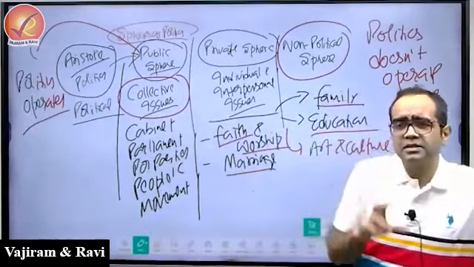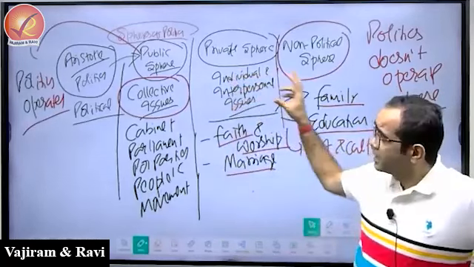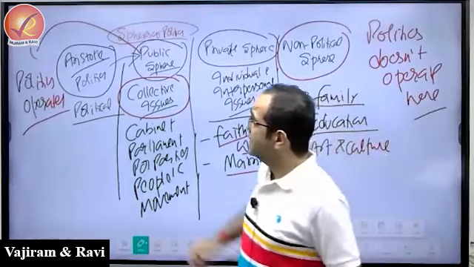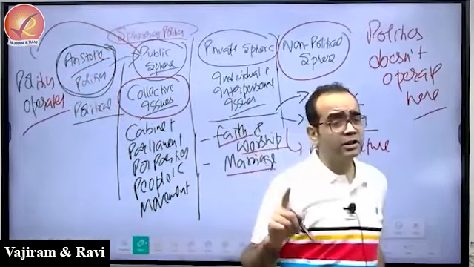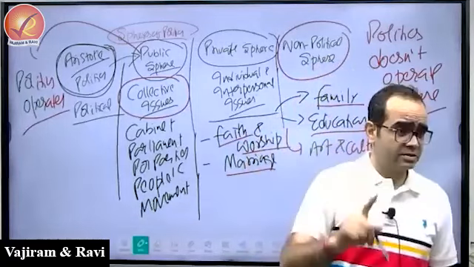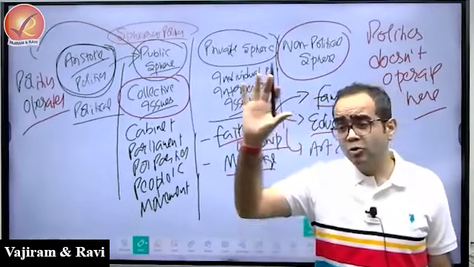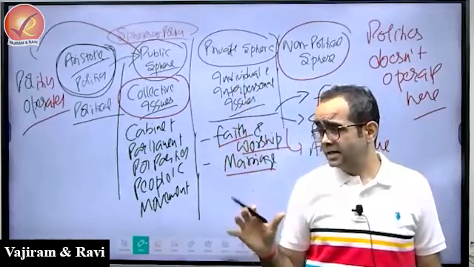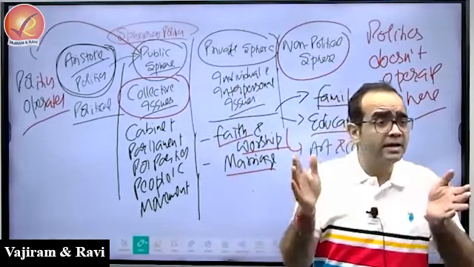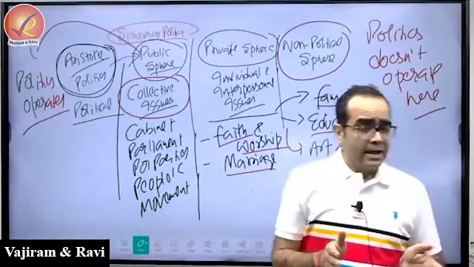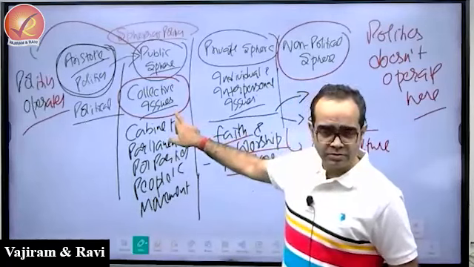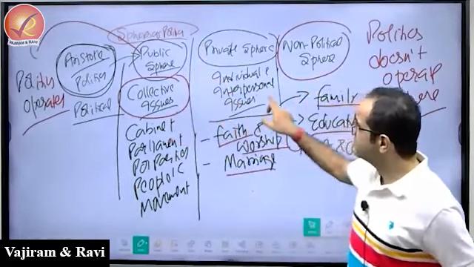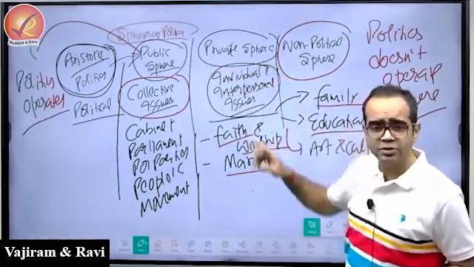This is the traditional distinction between public and private sphere. Who gave that? Aristotle. I just discussed, when did Aristotle live? Ancient Greece. What was the period? More than 2500 years back. He made the distinction between public and private sphere. In short, public sphere deals with collective issues, while private sphere deals with individual and interpersonal issues.